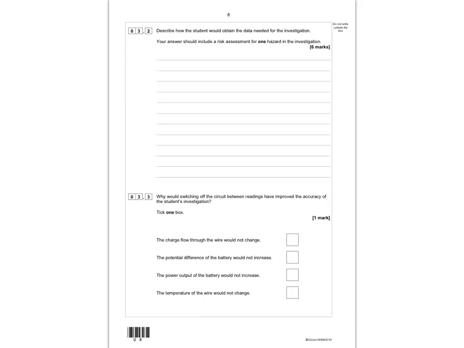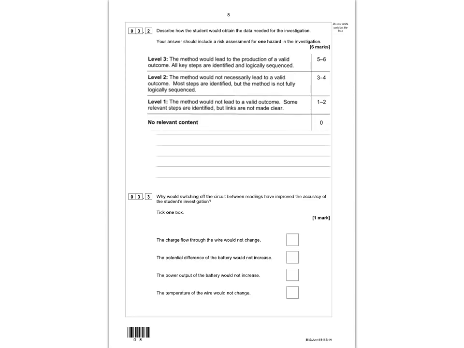Question 3.2 says describe how a student will obtain the data needed for the investigation. Your answer should include a risk assessment for one hazard in the investigation, and it's worth 6 marks. So 6 mark questions are all assessed in the same way. They use these level descriptors here.